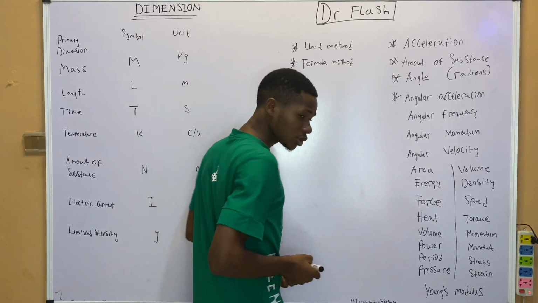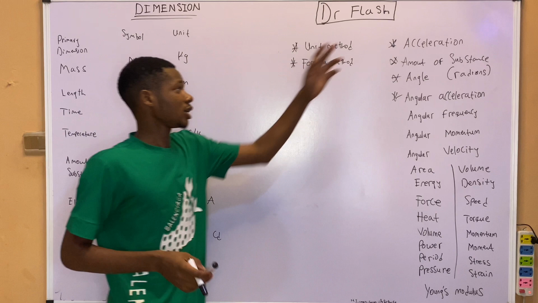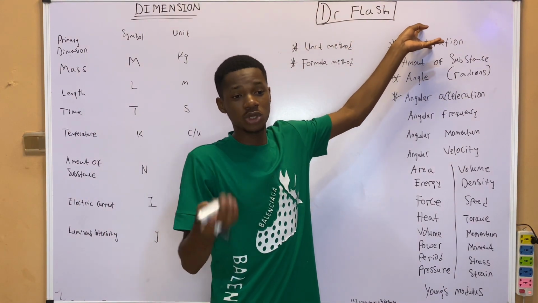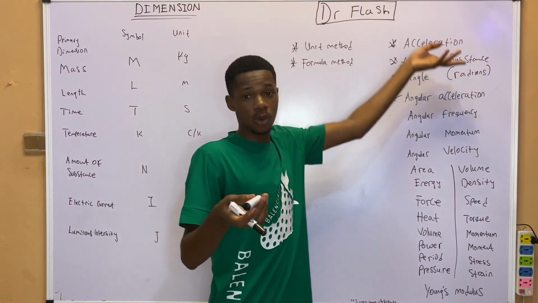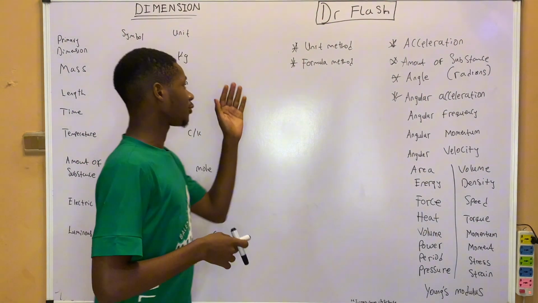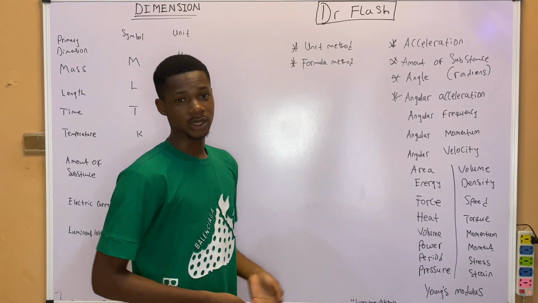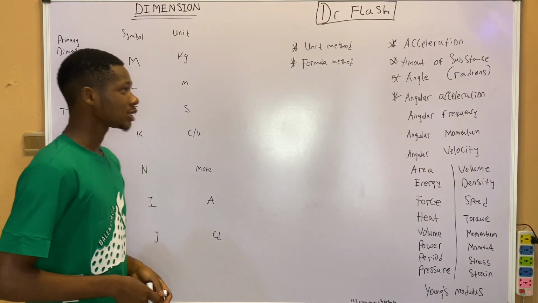For the unit method, we just have to know the units of that particular quantity, e.g. acceleration. To get the dimension of acceleration, we just need to know the unit. The unit for acceleration is a very common one, that's meters per second squared. I'm going to show you how to do that. For the formula method, we have to know the formula, that is velocity over time. Now, let's take the first one on the board, which is acceleration.